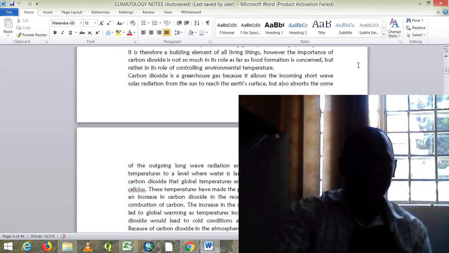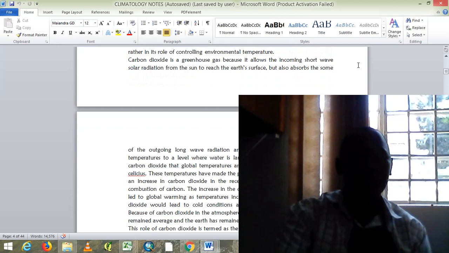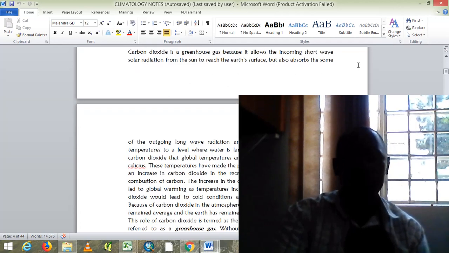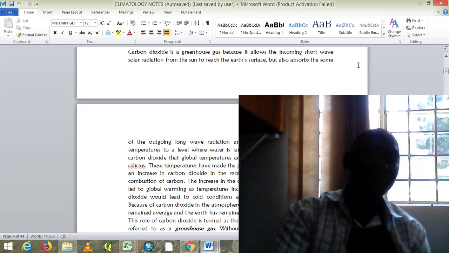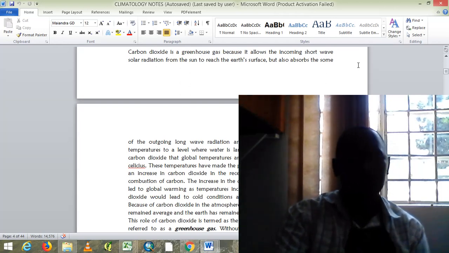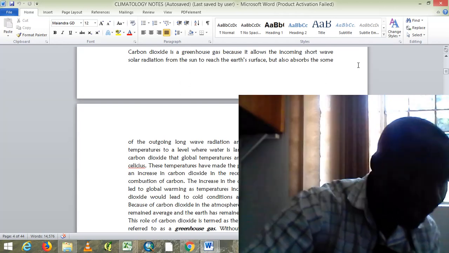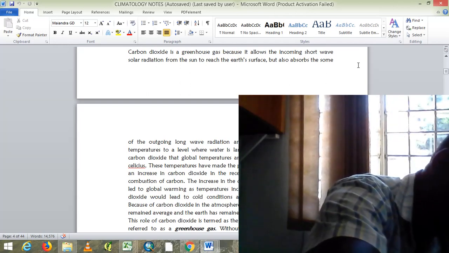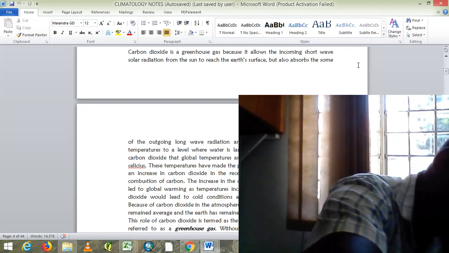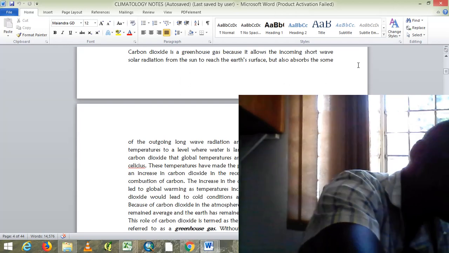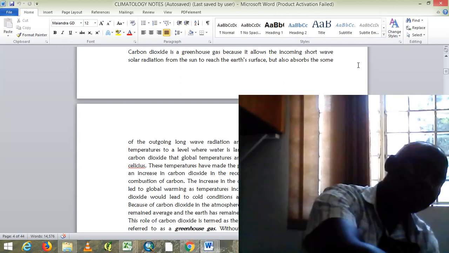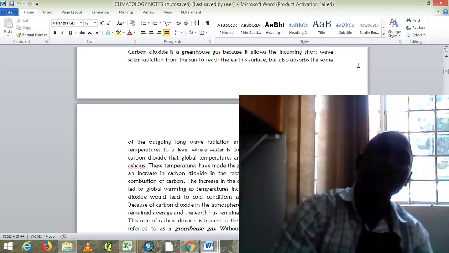The increase in carbon dioxide in the atmosphere has led to global warming as temperatures increase, but also a reduction in carbon dioxide would lead to cold conditions and glaciation in the whole world. The whole world will become frozen. If I am talking about increasing this, but if this one also reduced to 0.01, there will be a huge effect globally.